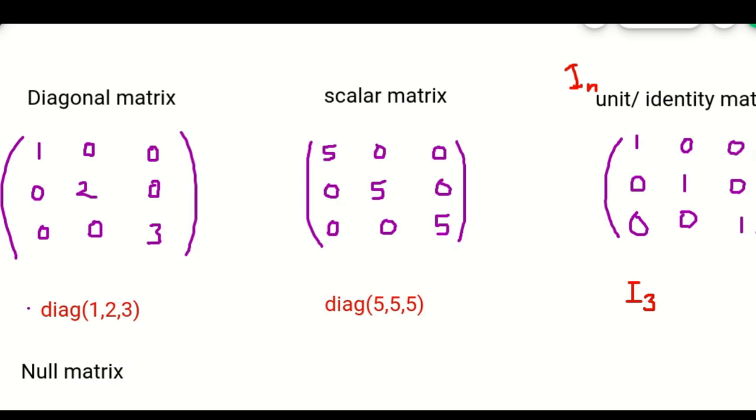Then there is one more type which is called a null matrix. Null is representing 0. So if there is some matrix in which all the elements are 0, then such a matrix is called a null matrix. Then we can see there are more types.